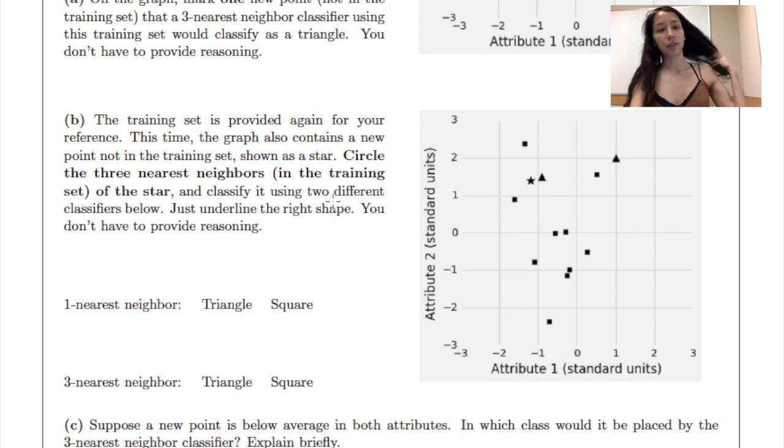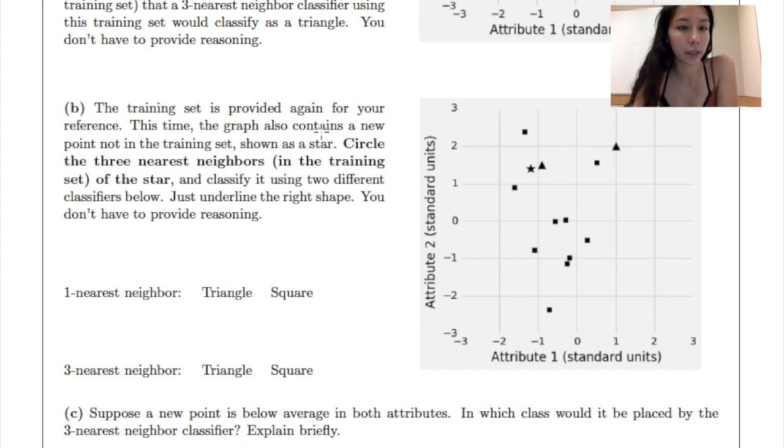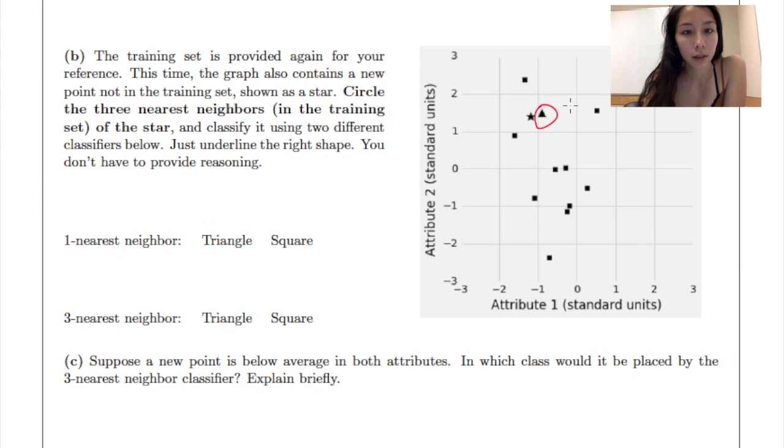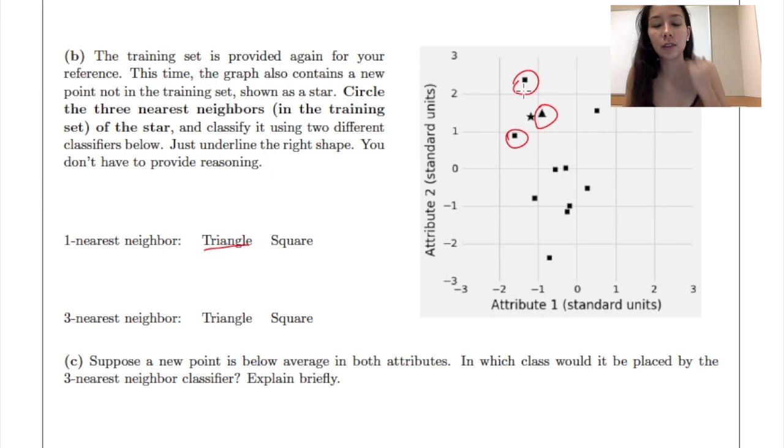And we look at part B, and it says, this graph includes a new point not in the training set, shown as a star. Circle the 3 nearest neighbors in the training set of the star. Okay, so when we look at the star, the first nearest neighbor is here, the next one is here and here. And so if we only had a 1 nearest neighbor classifier, we would classify it as a triangle because this is the closest neighbor. Okay? If we were using the 3 nearest neighbor classifier, we would look and see that 2 of the 3 points are squares, so we're going to classify that as a square.